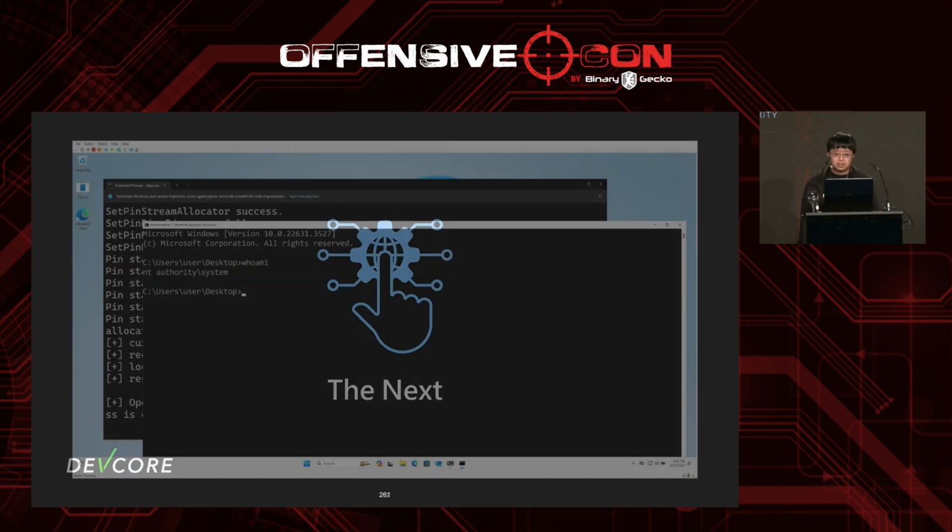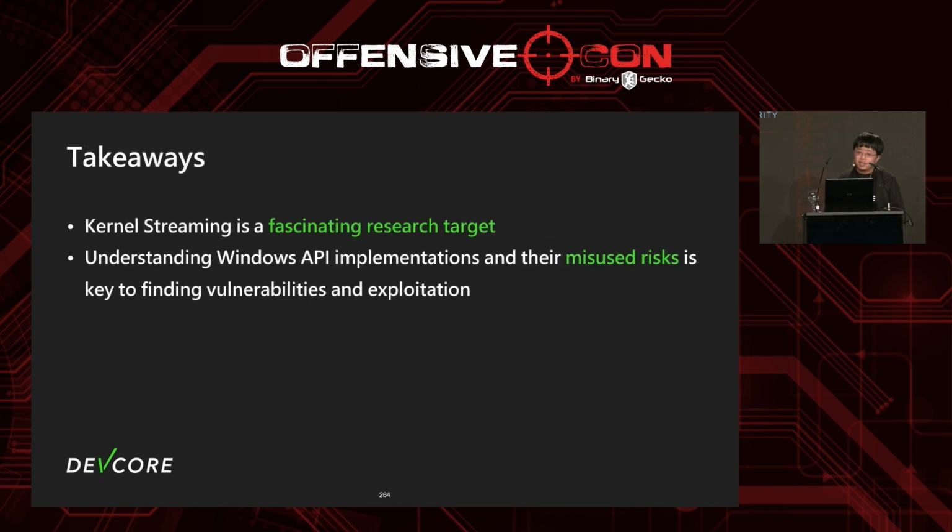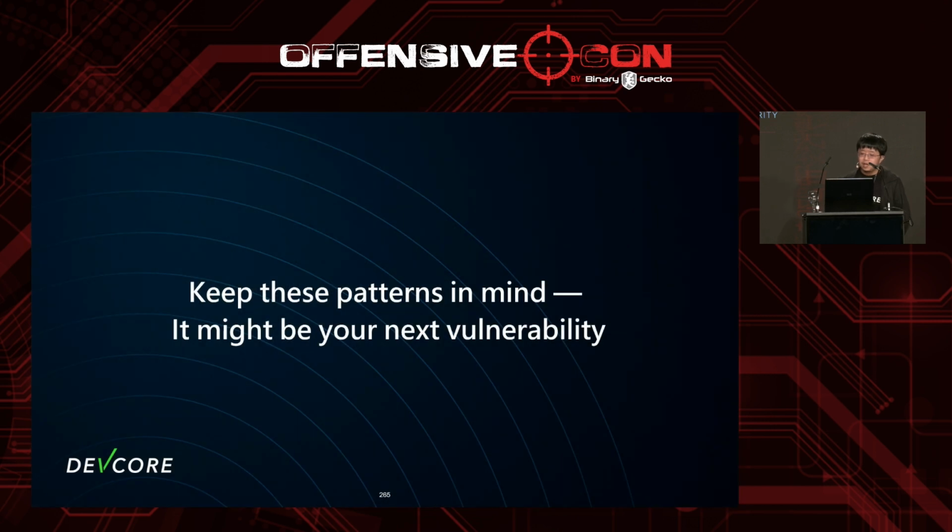Okay, thanks. Next, this bug pattern may not only appear in kernel streaming. By paying closer attention to MDL-related issues, you might be able to discover many more bugs in other drivers. Takeaway: kernel streaming is a valuable research target, and likely still contains many undiscovered vulnerabilities hidden inside. Understanding Windows API implementation and the layer misuse risk is key to finding vulnerabilities and exploitation. Keep this pattern in mind. It might be your next vulnerability.